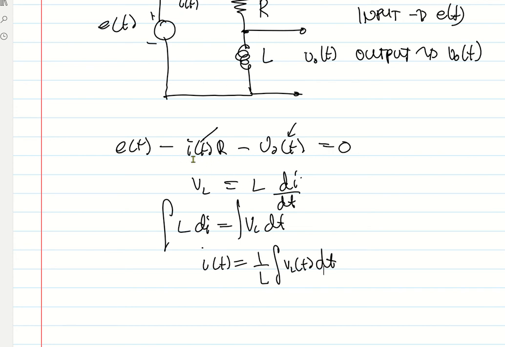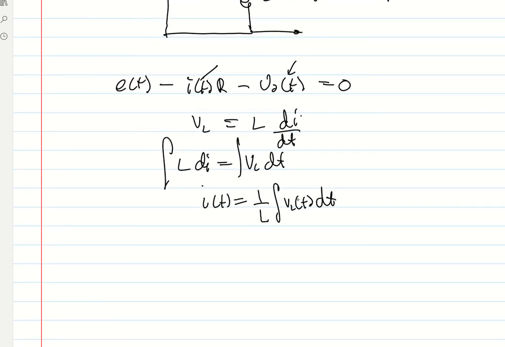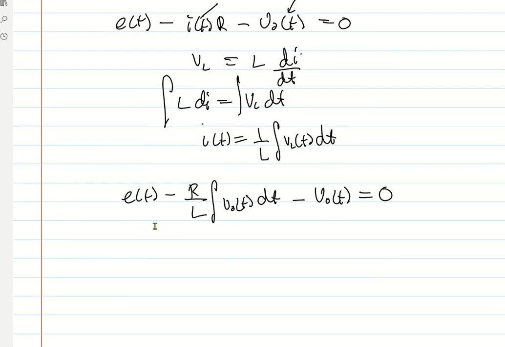So here, let's change that current in terms of this one. The equation now will become e of t minus I times R. So our I is this one, so it will become R over L times the integral of that voltage, which is V out, dt, then minus V out of t equals 0. If you look at the equation, there is no current in the equation. It's only in terms of E, which is the input, and V out, which is the output. So the equation is now okay to take the Laplace.